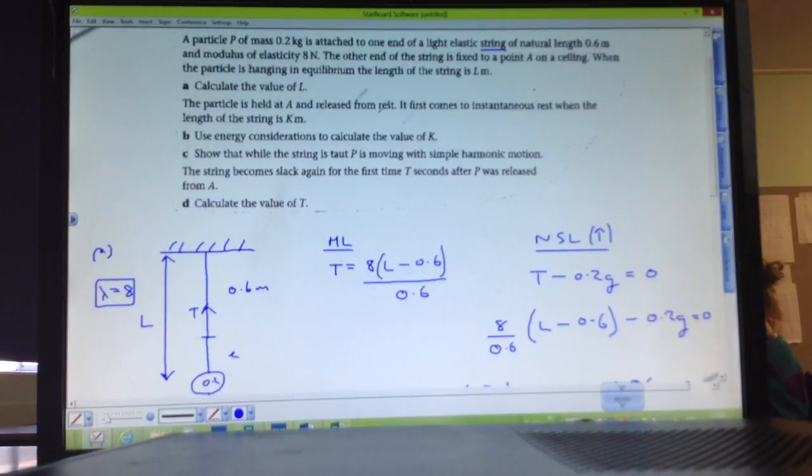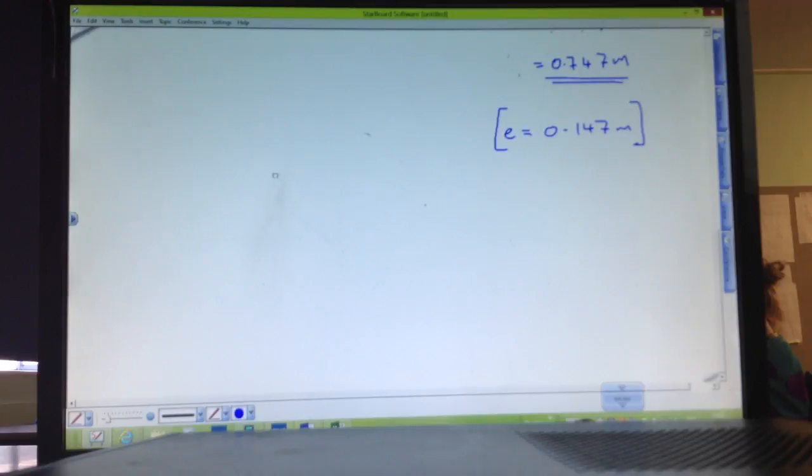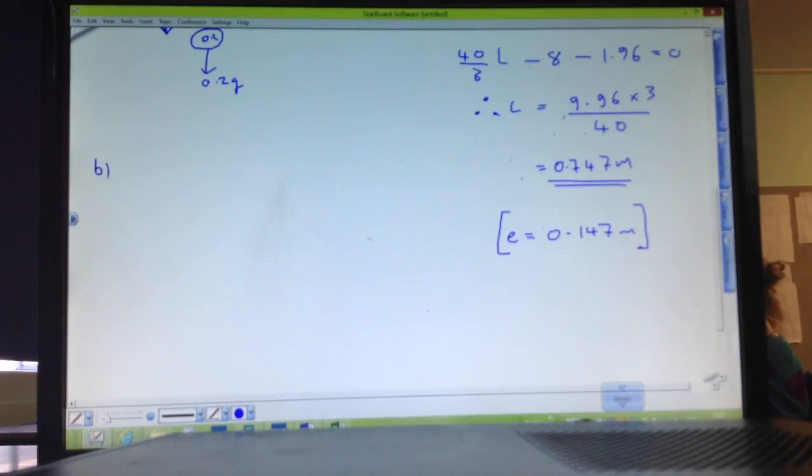Right, so I've got to calculate: the particle is held at A and released from rest. It's a string, so it's all slack. It first comes to instantaneous rest when the length of the string is k metres. Use energy considerations to calculate the value of k. So we've got another diagram, B. There's the ceiling.